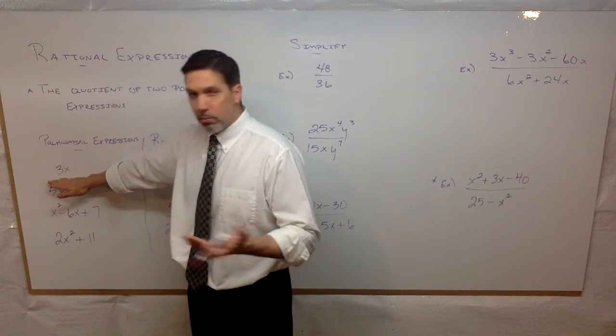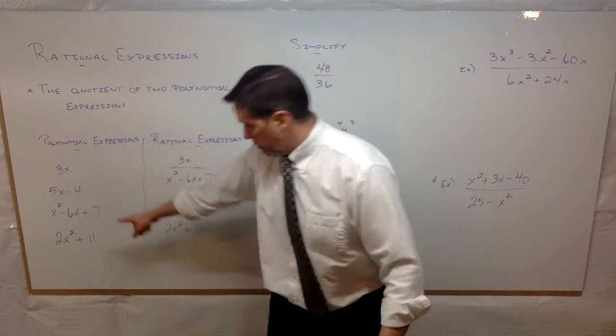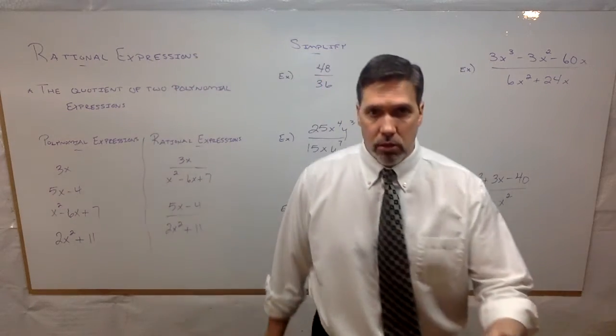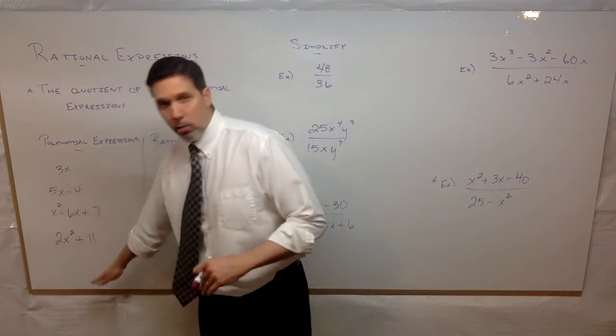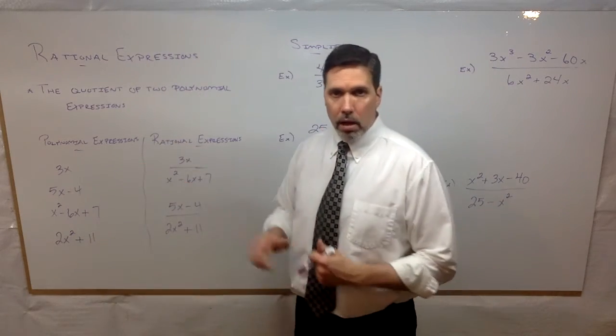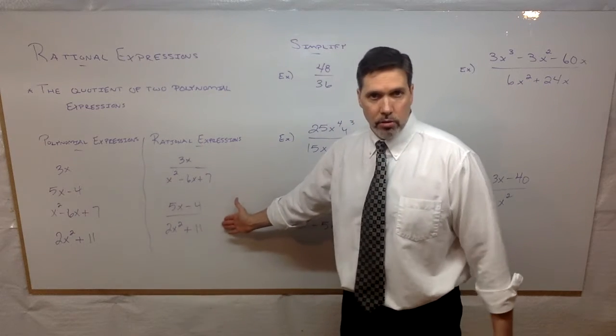The polynomial expression would be something like 3x. We call that a monomial. 5x minus 4 is a binomial. X squared minus 6x plus 7 is a trinomial, and 2x squared plus 11 is a binomial. Right? These are called polynomials. Well, when we take two polynomial expressions and divide them, what you get are what are called rational expressions.